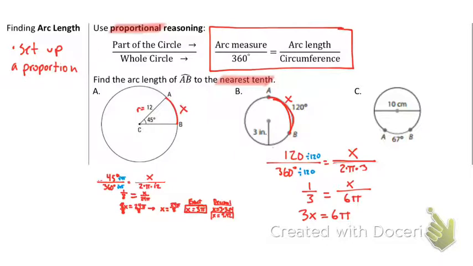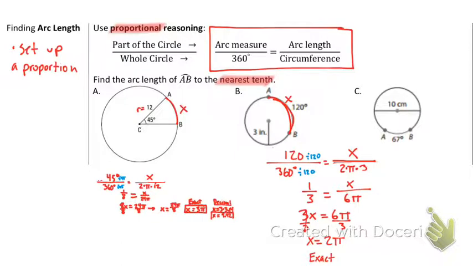And last but not least, let's just solve for x. So I'm going to divide both sides by 3. Remember, we're trying to just kind of ignore the pi for now, we'll deal with that later. And x is going to equal 2 pi. So again, this is our exact answer, but check, do we want exact answer or do we want nearest tenth again? So if you look, we want nearest tenth.